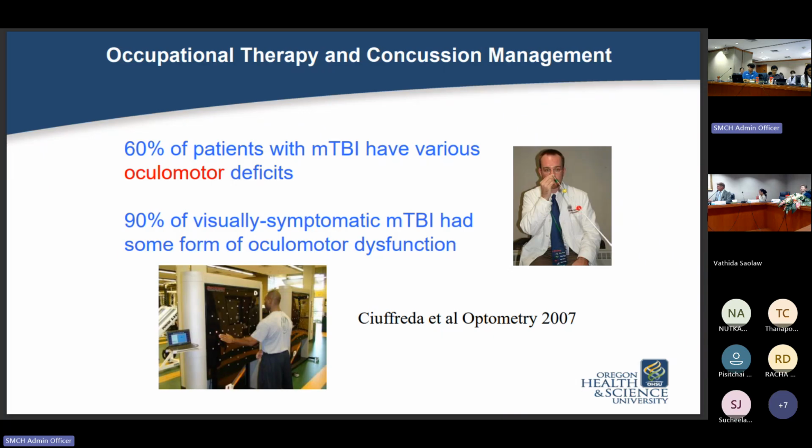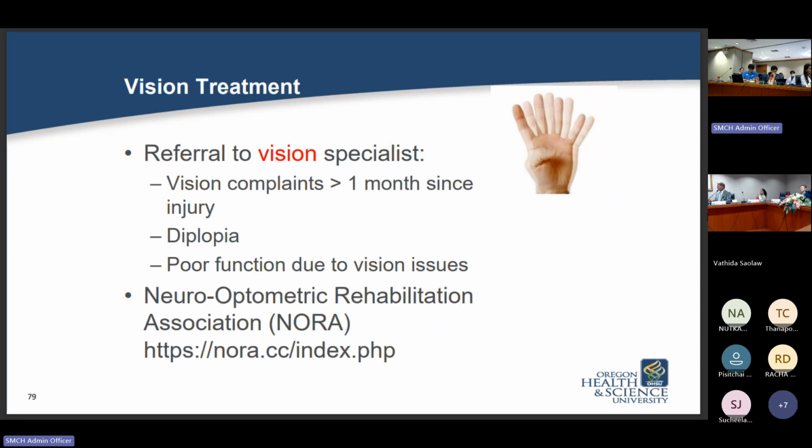And occupational therapists tend to look at the oculomotor deficits. And as you see, 60% of patients with TBI have various oculomotor deficits. So that's a huge number, right? And 90% of those who are symptomatic, we tend to find some oculomotor dysfunction that can be addressed. So it's a very important area to look at. And if people are not getting better, then we often refer to a vision specialist who tends to be a neuro-optometrist. And it's different than an ophthalmologist who's the eye surgeon. This is an optometrist, and they tend to work on visual tracking and visual motion.